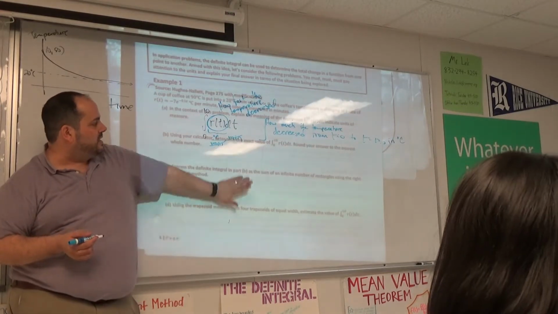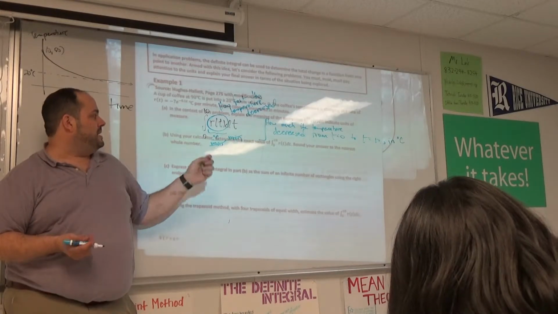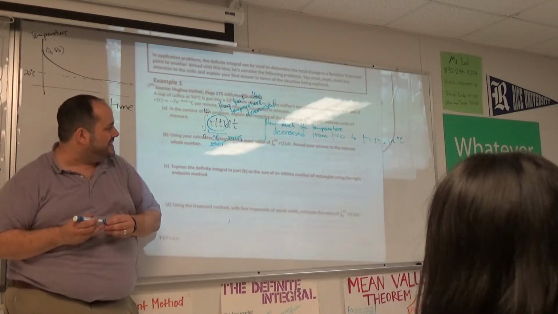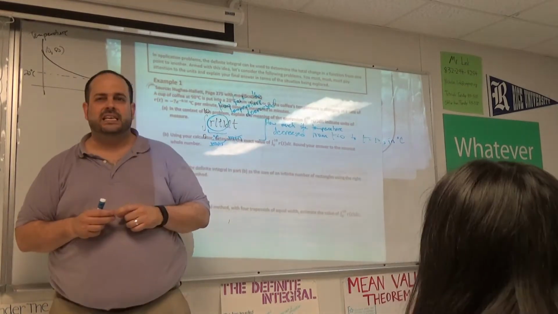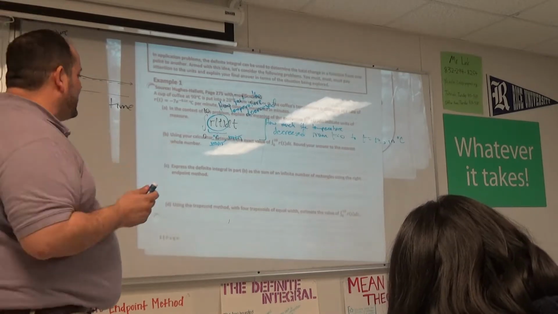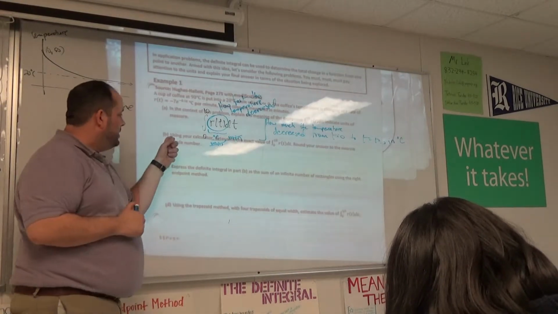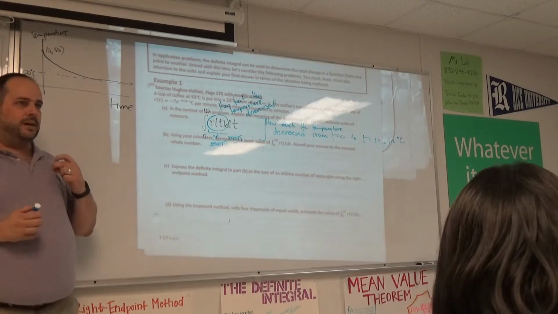And now what I want to do is give you guys some practice with the calculator skills. So part B, using your calculator, determine the exact value of the integral from 0 to 10 of r of t dt. Round your answer. I'm going to put about 6 minutes on the clock. I want you guys to go as far as you can with B, C, and D. When you're ready to check in with me, let me know.